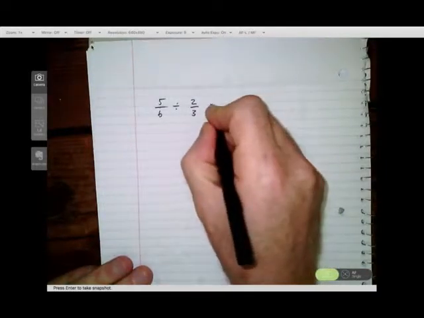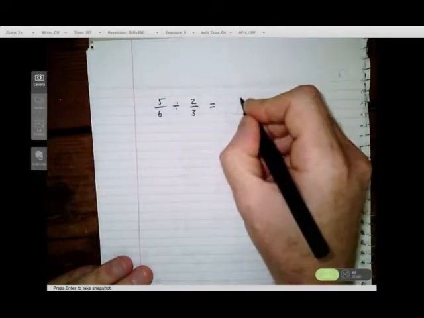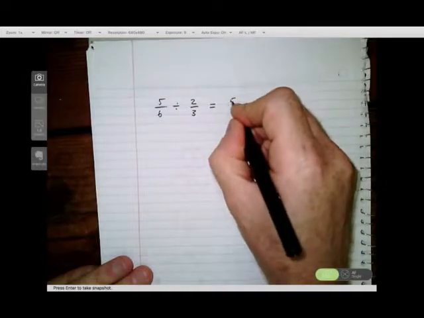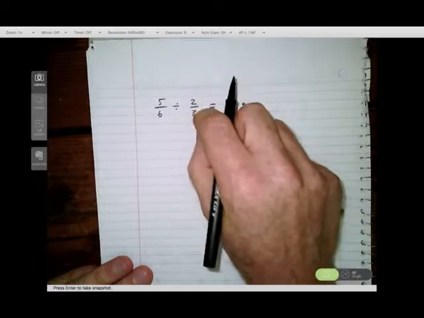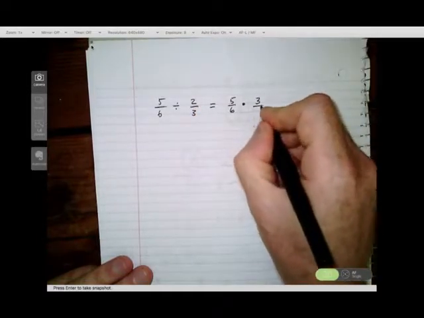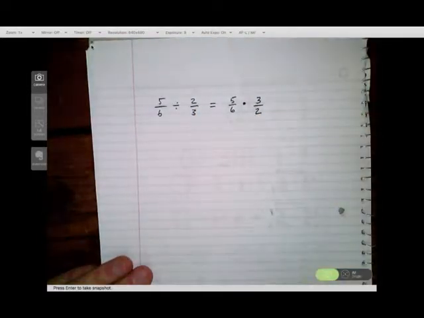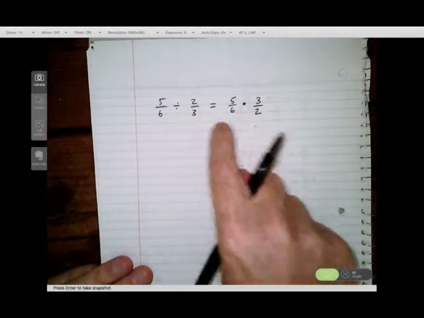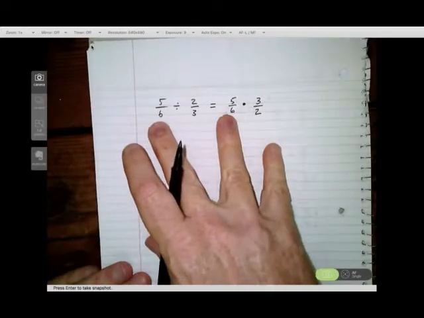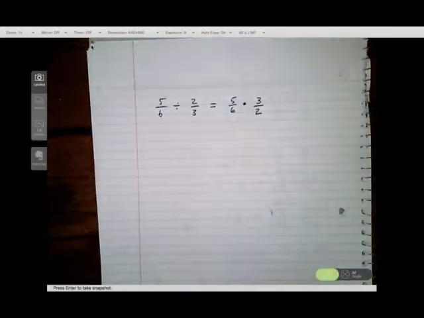Okay, so now we need to change it. Anytime you see division, we're going to change it. The first fraction always stays the same. Division becomes multiplication. The second fraction flips over. So it becomes multiply by the reciprocal. We've got to flip the second fraction over. And again, the first fraction there doesn't change one bit. It stays the same.